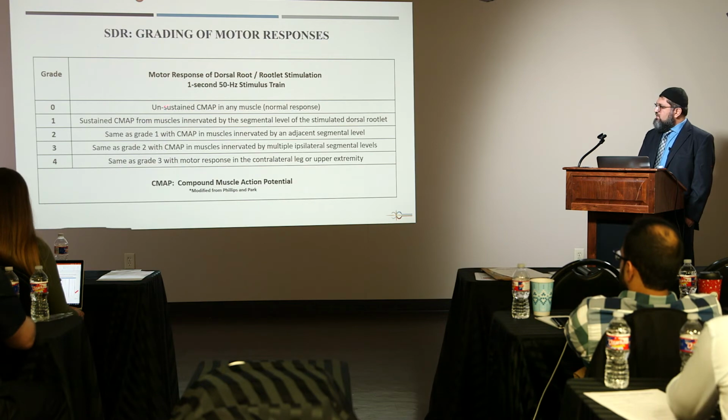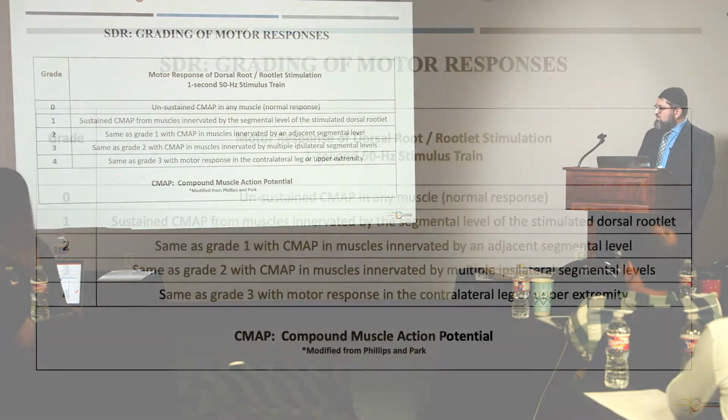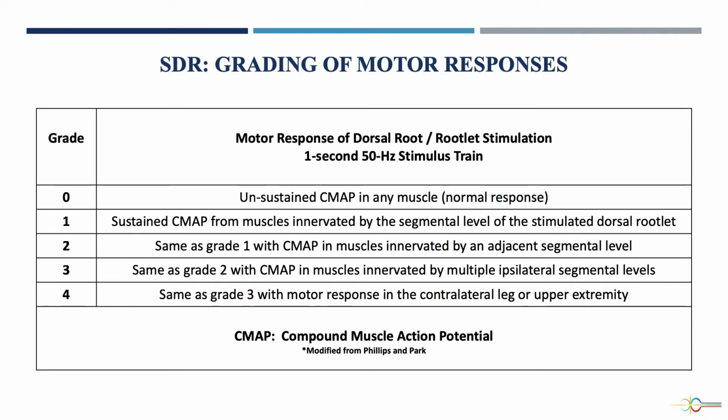So grade 0 is unsustained CMAP on any muscle. If you have a response or you have no response, that's grade 0. Grade 1 is if you're stimulating the L2 and/or L3 root and you're getting a response from the quadriceps, that's grade 1, and you're getting nothing from the other muscles.